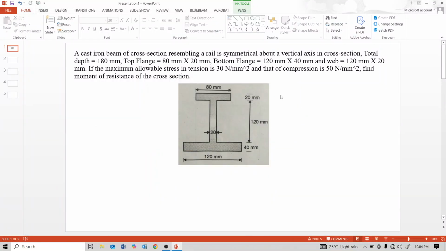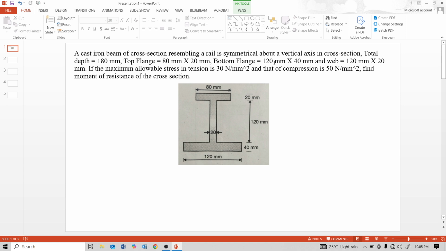Today, in this video, we will see a numerical on finding moment of resistance. The numerical is: a cast iron beam of cross section resembling a rail is symmetrical about a vertical axis in cross section. Total depth is 180 mm, top flange width is 80 mm and thickness is 20 mm.